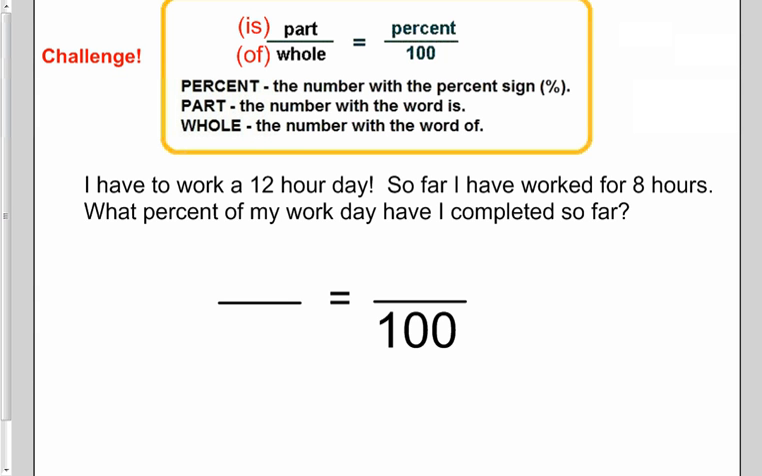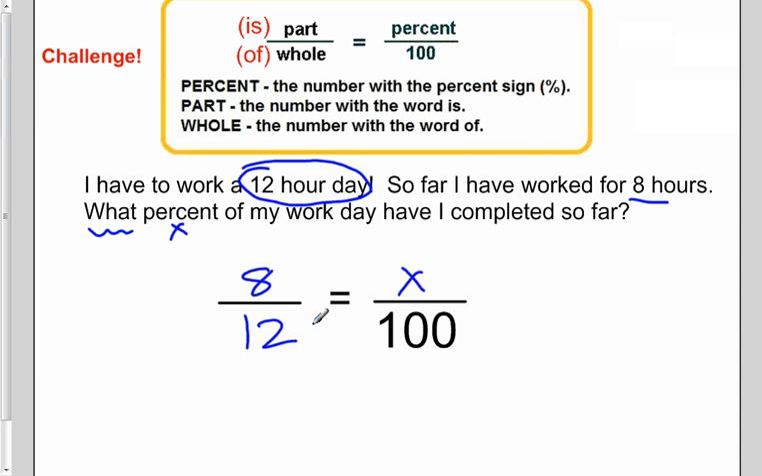I have to work a 12-hour day. So far, I've worked for 8 hours. What percent of my workday have I completed so far? So notice after the word what, after our question word is percent. So that is actually going to be my x this time. So I'm going to put my x as my percent, my number over 100. So what do I know? I know that I have to work a 12-hour day. That looks like that's my whole work day. So we're going to put that on the bottom. So far I've done 8. That's the part of my day that I've worked, and I want to know what percent is that.